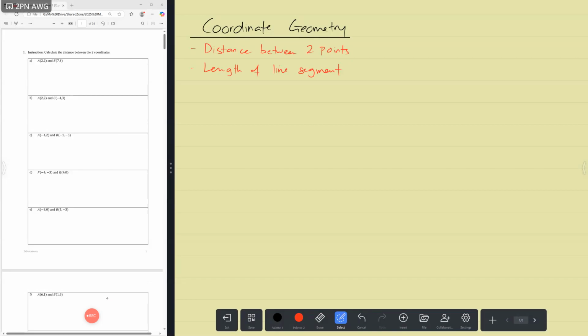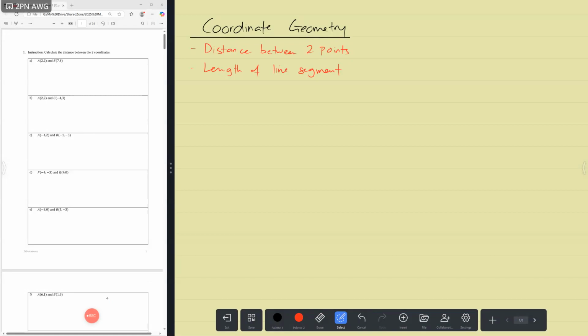I'm sure all of you have done these chapters, that's why you're watching this video. But in any case, if you have not done this chapter, let's get into this, okay? So the first thing about Korean geometry that you are taught is how to find the distance between 2 points or the length of a line segment, okay? It means the same thing basically.